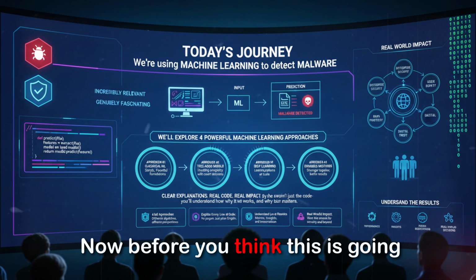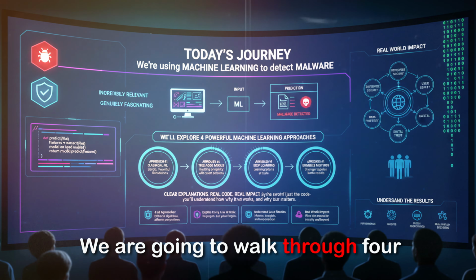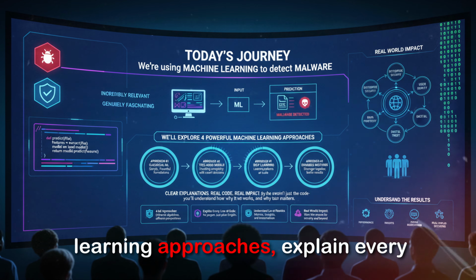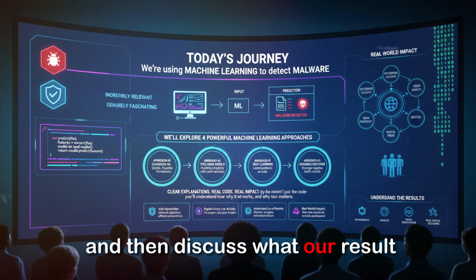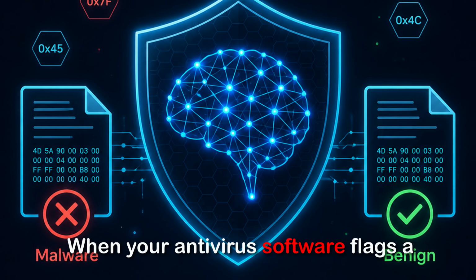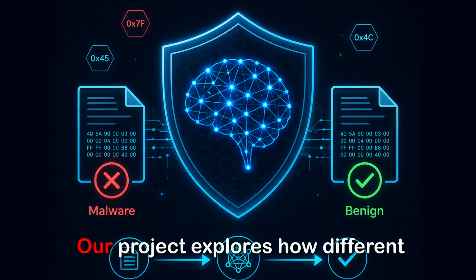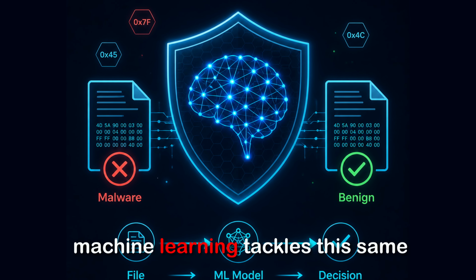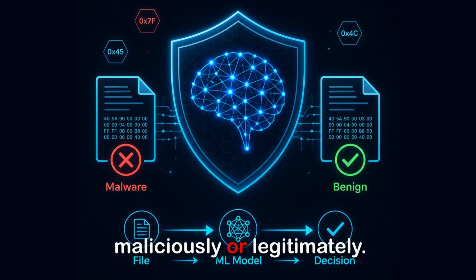Now, before you think this is going to be a dry technical lecture, it's not. We are going to walk through four completely different machine learning approaches, explain every single line of code in plain English, and then discuss what our results actually mean in the real world. Here is the big picture. When your antivirus software flags a file as dangerous, there is a machine learning model behind that decision. Our project explores how different machine learning models tackle this same problem: whether software is behaving maliciously or legitimately.